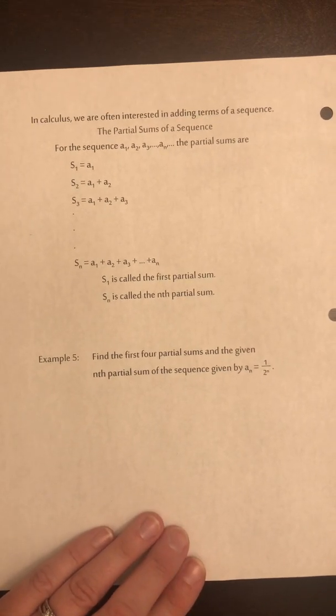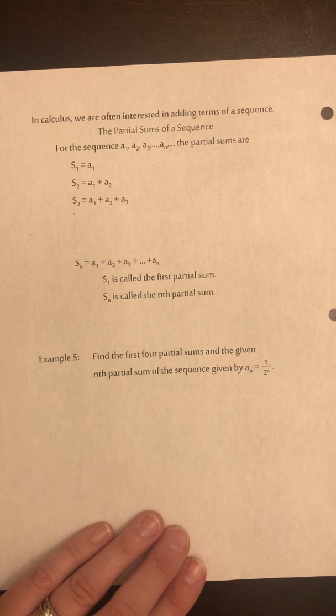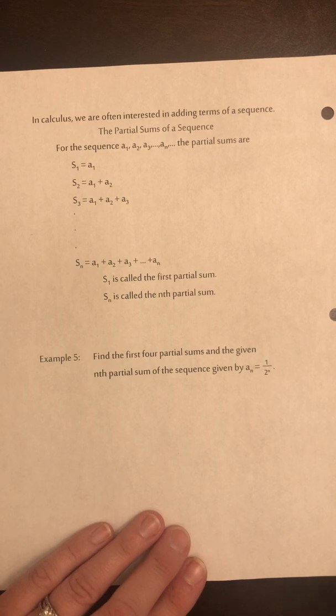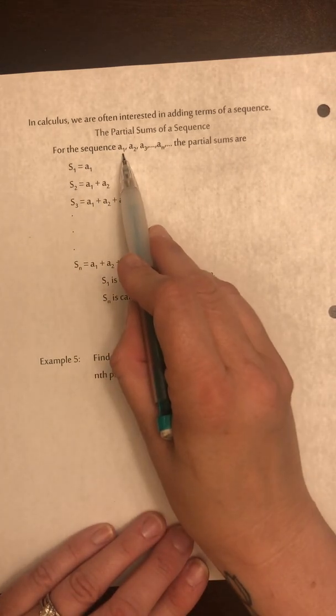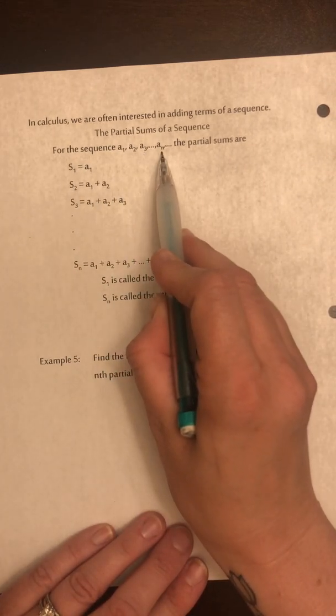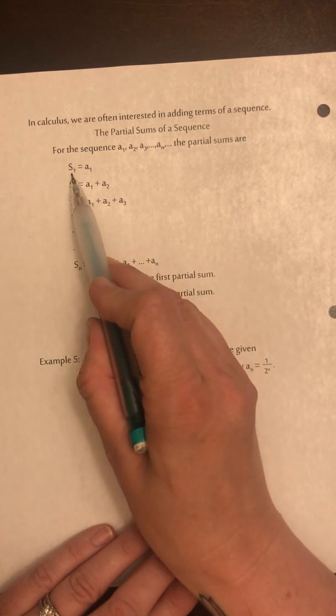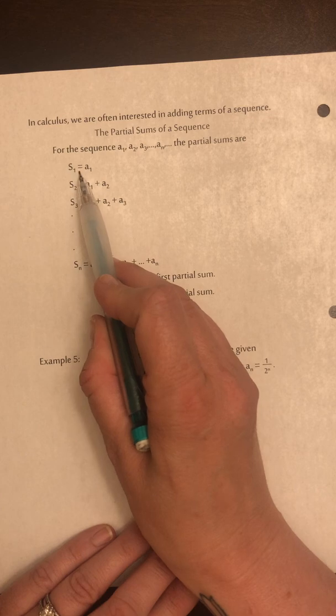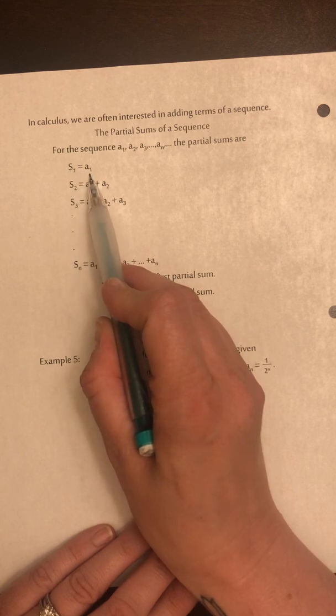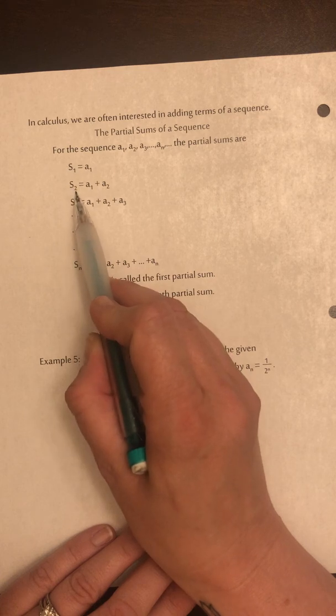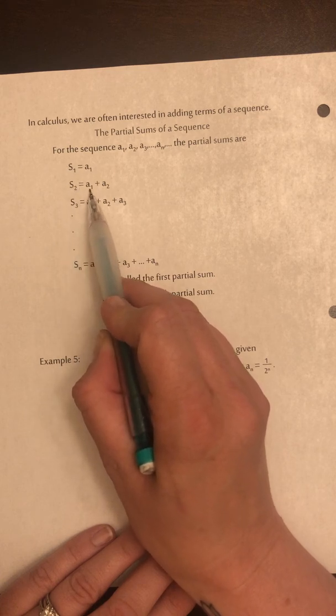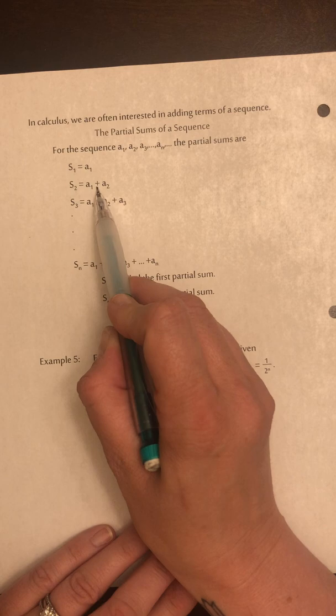In calculus, we're often interested in adding terms of a sequence. We have what are called partial sums of a sequence. So if you have this sequence, again, you have first term, second term, third term, going up to the nth term. For partial sums, S sub 1 tells you you want to add just the first term, which means there's just that first term, that's it. S sub 2 means you want term number 1 and term number 2, and you're going to add them together.